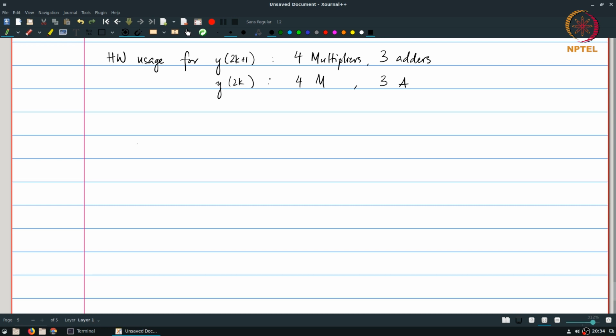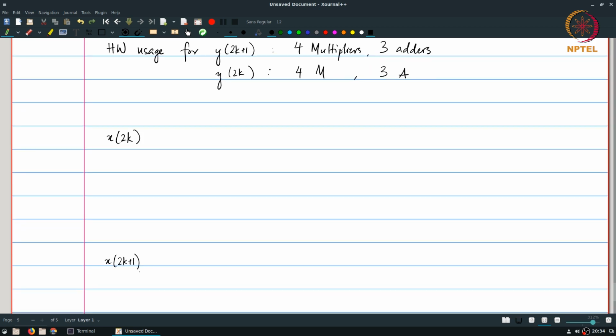So what is this architecture? Essentially what it says is, I'm going to take the same two streams, x of 2k and x of 2k plus 1. And what do I do with them? The first thing that needs to be done is this needs to be multiplied by h0, and a delayed version of this will be multiplied by h2. In other words, what I have over here is h0 x of 2k and h2 x of 2k minus 2.